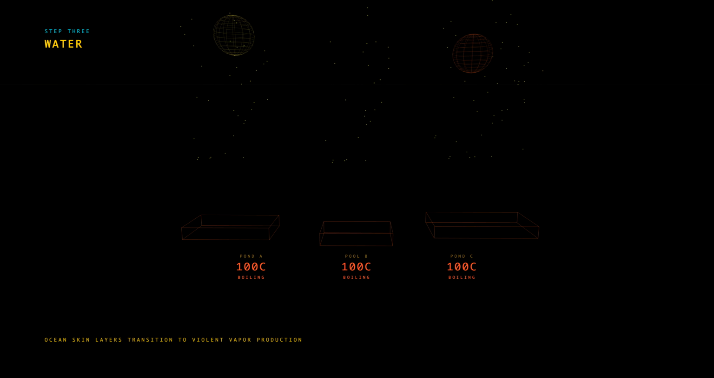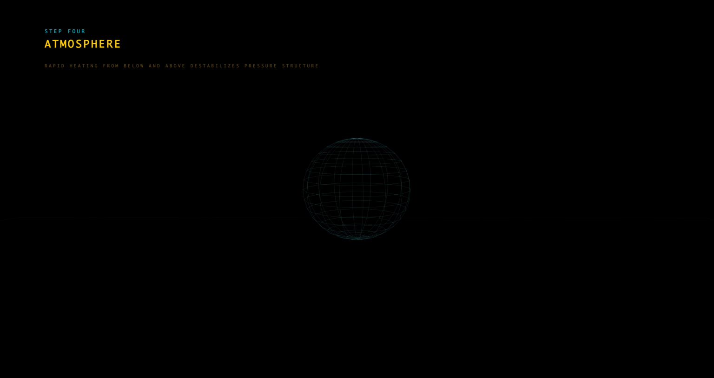Step 3, water. Ponds and pools flash toward boil. Ocean skin layers transition to violent vapor production. Humidity climbs so fast that local weather stations look broken. Clouds do not drift in from the horizon. They build vertically like detonations, lit from below by what used to be moonlight and is now full stellar output. Coastal visibility drops behind expanding steam walls. Dashboard adds a row. Ocean state: phase transition in progress. Marine forecast: no.